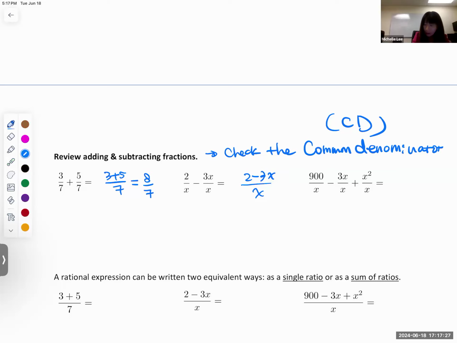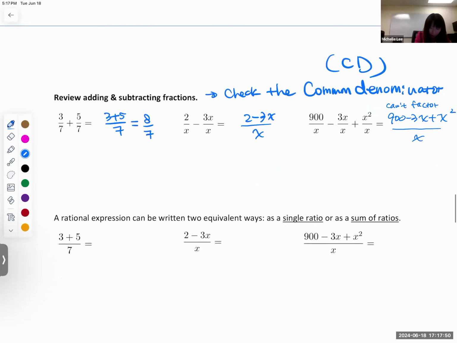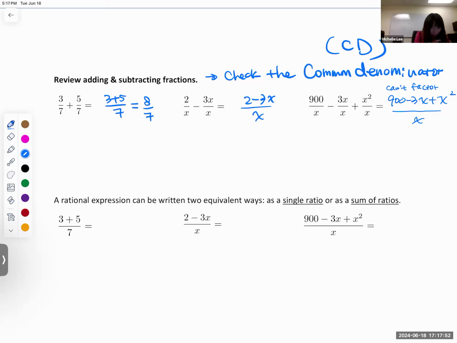Third one, common denominator is x, and 900 minus 3x plus x squared, right? Okay, so the numerator we cannot factor out. All right, next one. Single ratio. So 8 over 7.